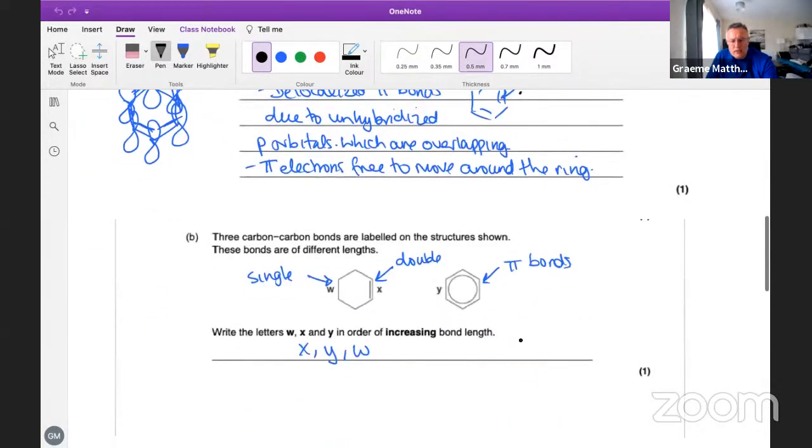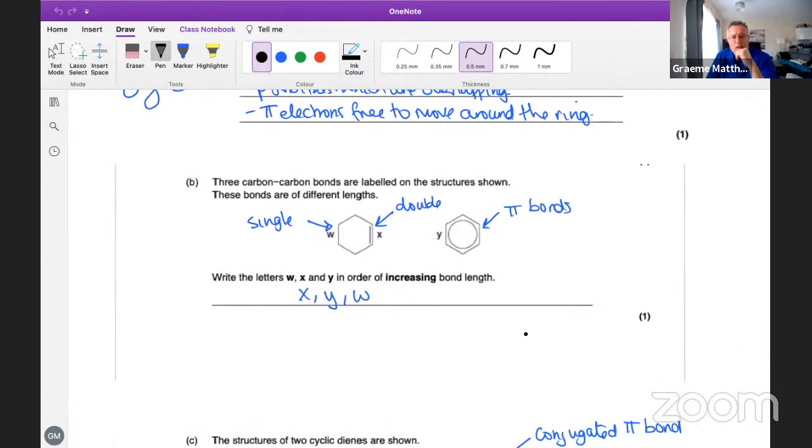Now, let's see, moving on to part B. 3 carbon-carbon bonds are labeled in the structure shown. These bonds have different lengths. Write the letters W, X, and Y in order of increasing bond length. So chemists, when you start doing these past paper questions, you've got to start thinking, why are they asking me this question? The teacher is asking because they want to know: do you understand that the bonding inside benzene involves delocalized pi bonds? Think back to the X-ray crystallography bit that I talked about.